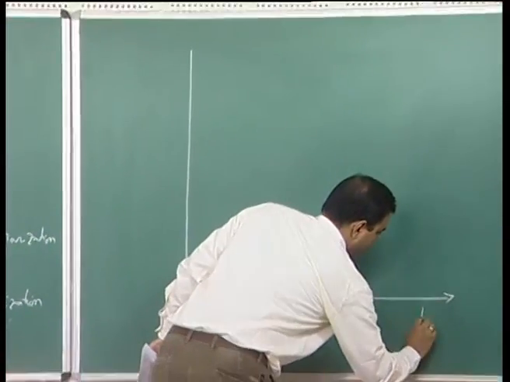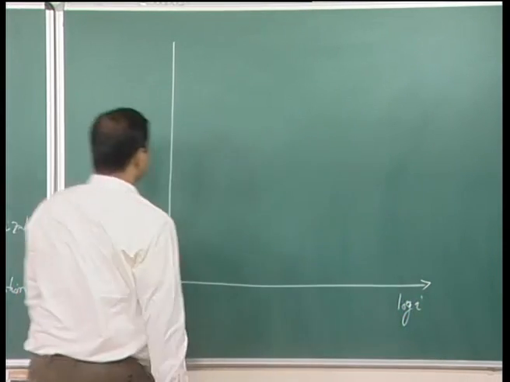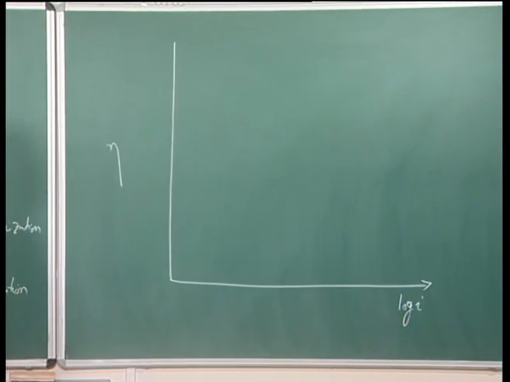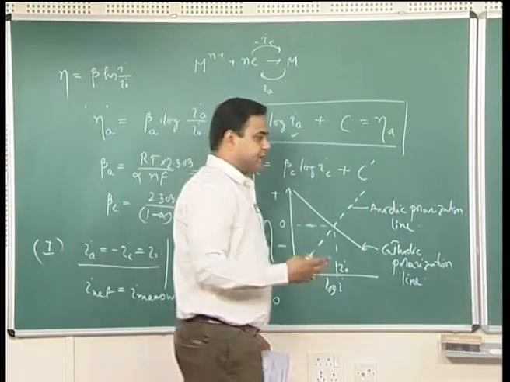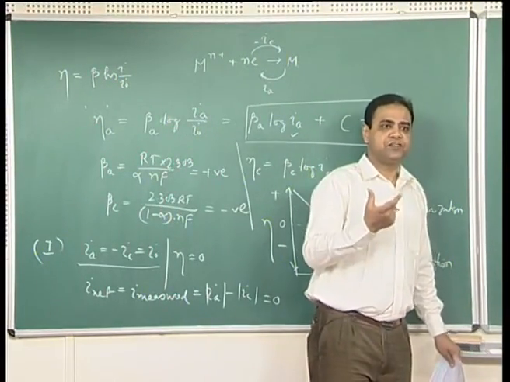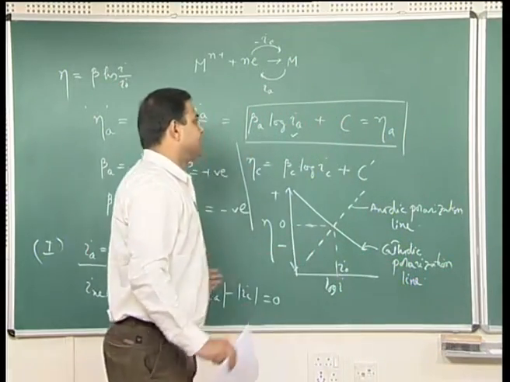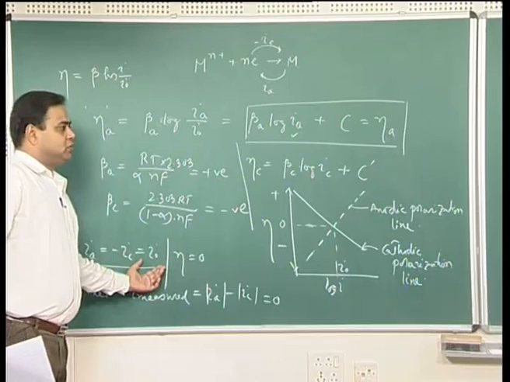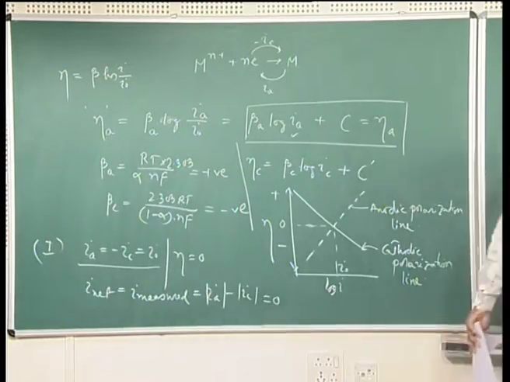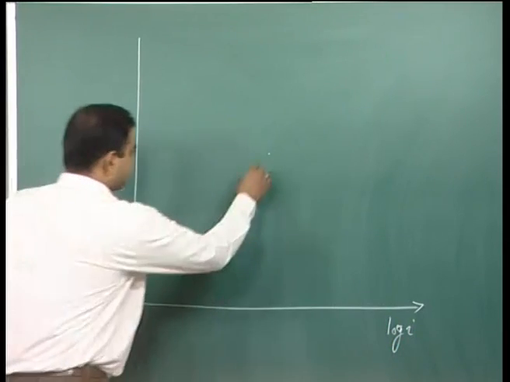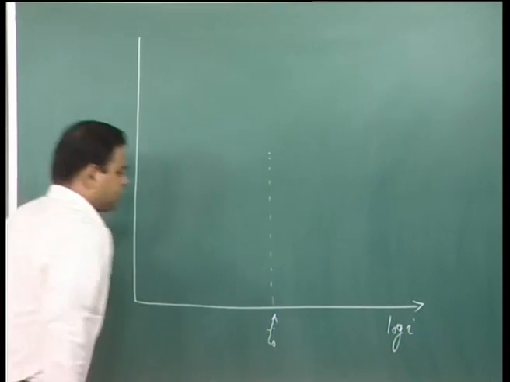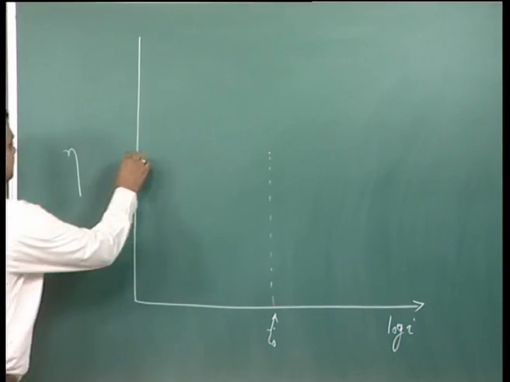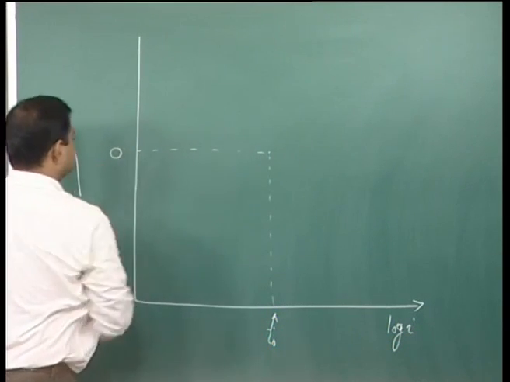This is my log I, this is my polarization. Now, condition 1 we have already seen, where overvoltage is 0. Overvoltage 0 means polarization is 0, and polarization 0 means IA equal to IC equal to I0. So, I can pinpoint that point. Correspondingly I have this value, this is I0, and the corresponding polarization would be 0.